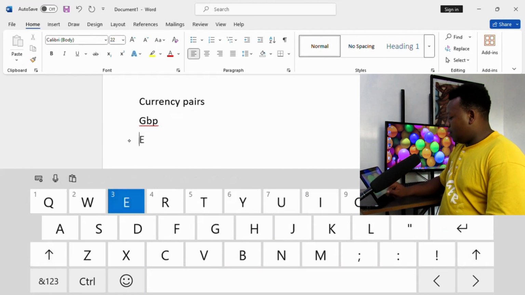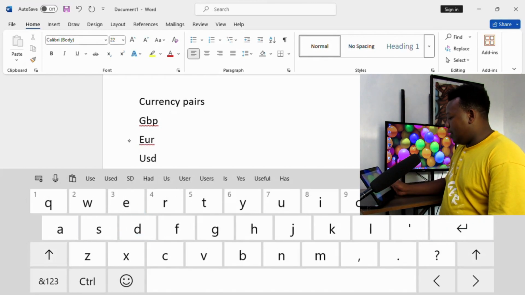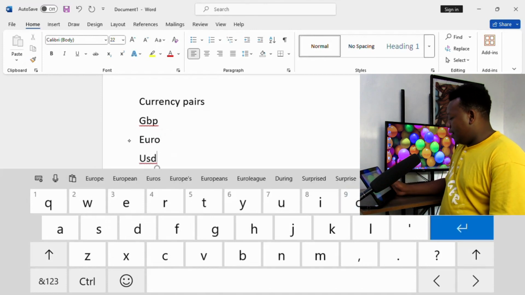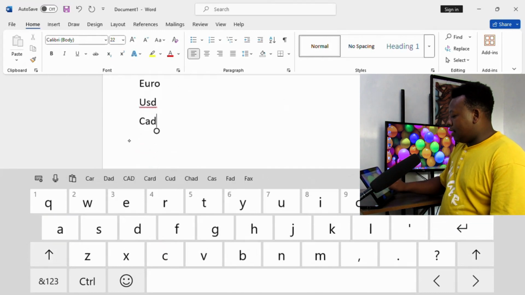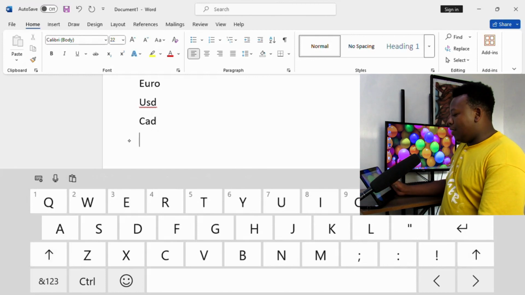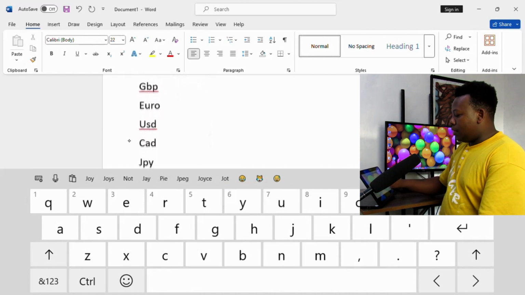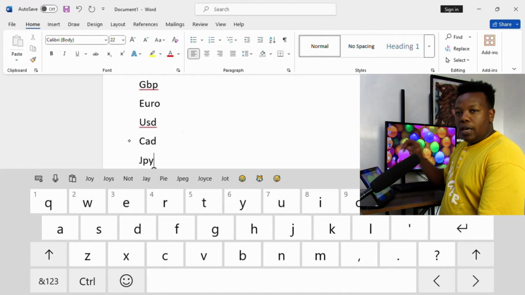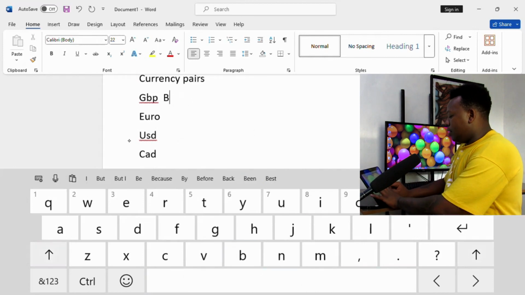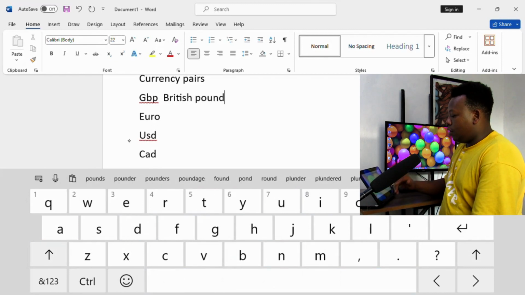We also have currencies such as Euro. Another currency pair which is popular is the USD, and of course we have currency pairs such as the CAD. These are some of the most popular currency pairs that you're going to come across on the chart. We also have currencies such as the JPY. These are usually in capital letters, so I'm just typing randomly, but they're normally in capital letters. For instance, the GBP means in full the British pound. So that's something you also need to know.